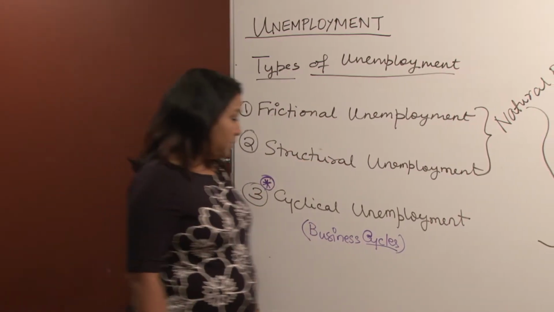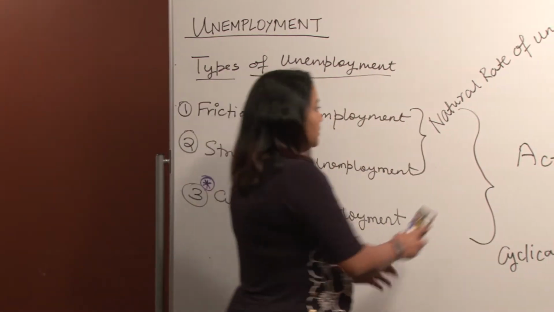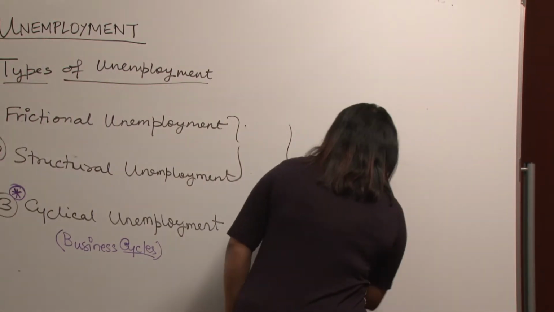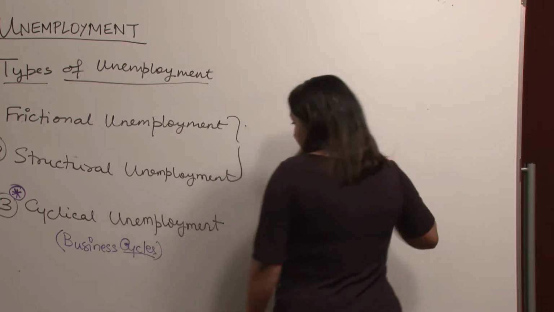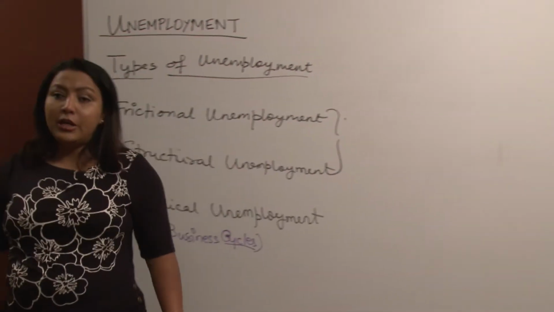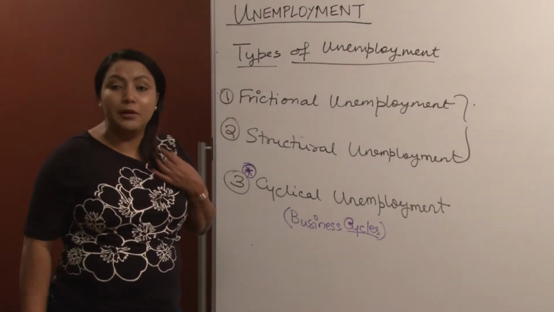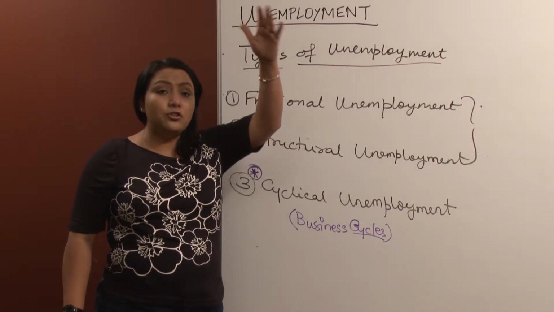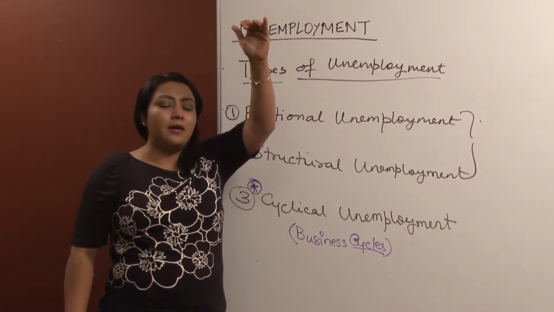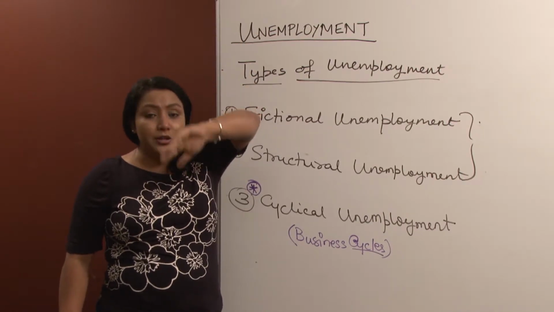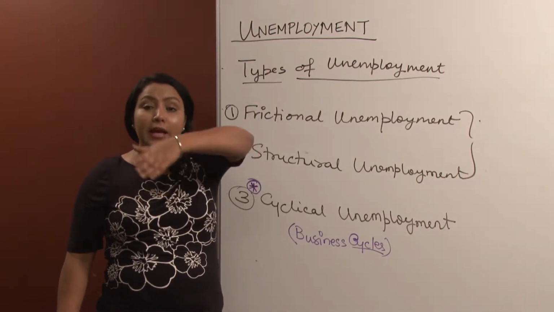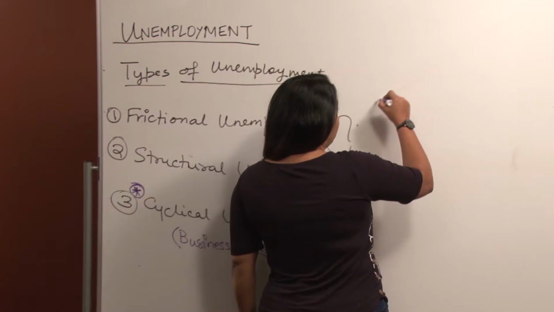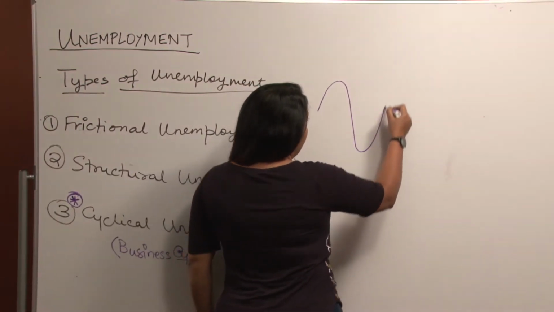Now, what do we mean by business cycles? Let us talk about business cycles. Every economy moves in a cyclical movement, every economy. It gradually tries to progress, it reaches a peak, and once it reaches a peak, it starts coming down again, it reaches a pit, a trough, and again it starts rising and goes to a peak. So, every economy basically moves in a pattern like that.